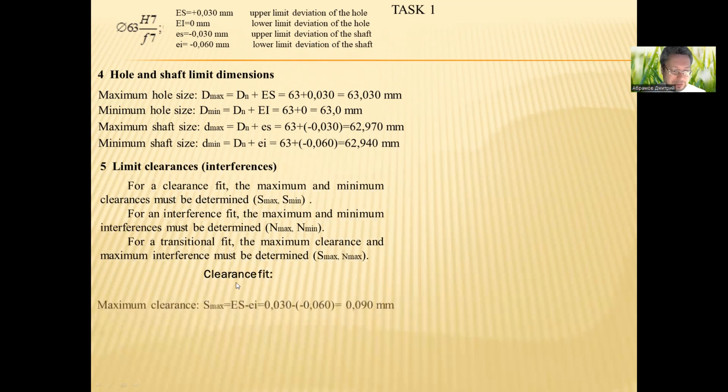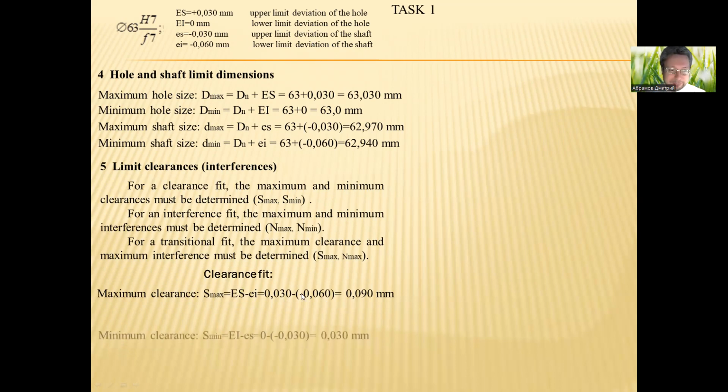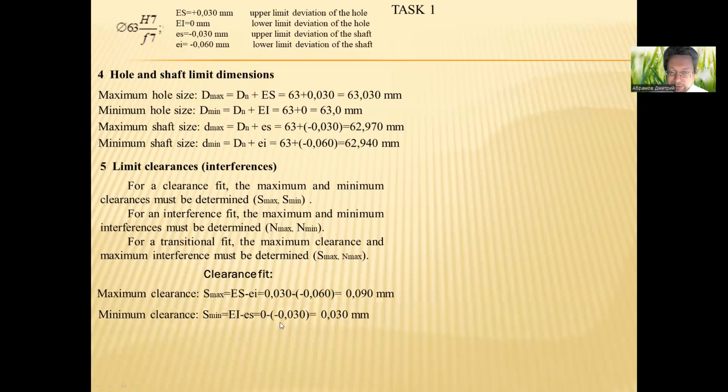We have a clearance fit. Maximum clearance, S maximum, is equal to upper limit deviation of the hole minus lower limit deviation of the shaft. 0.03 minus minus 0.06, and we have 0.09 millimeters. Minimum clearance, S minimum, is equal to lower limit deviation of the hole minus upper limit deviation of the shaft. And we have 0 minus minus 0.03, and we have 0.03 millimeters.